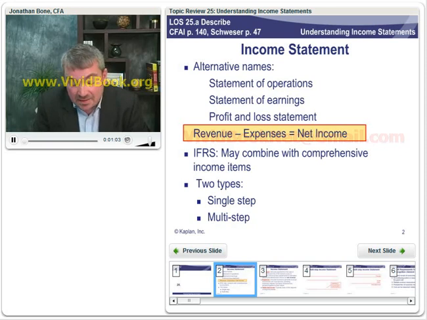We need to be aware as well of two different format types for our income statement. A single step income statement. In this, essentially all of the revenues are shown separately and all of the expenses shown separately. So we group all of the revenues and all of the expenses. Compared to a multi-step income statement where we're likely to see gross profit separately, and we're going to have a look at a multi-step in just a second.